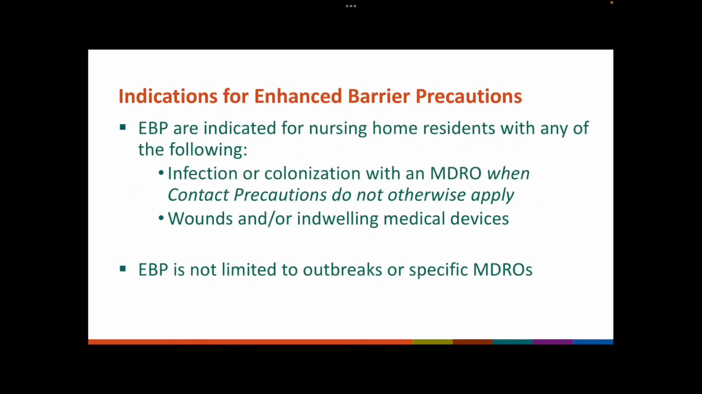Enhanced barrier precautions are indicated for nursing home residents who have an infection or known colonization with an MDRO when contact precautions do not otherwise apply. Contact precautions should still be used for the presence of acute diarrhea, draining wounds, or other sites of secretions or excretions that are unable to be covered or contained, and may be used for a limited time period during the investigation of a suspected or confirmed MDRO outbreak in consultation with public health.